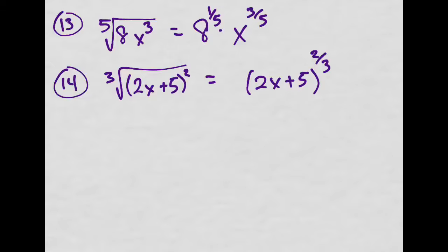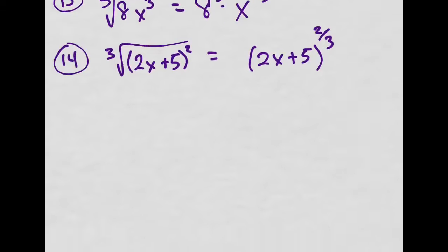All right, starting with problem number 15, we're rationalizing denominators. In other words, we've gotten to the place where we can't have a radical in our denominator.